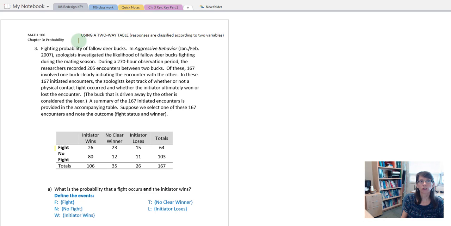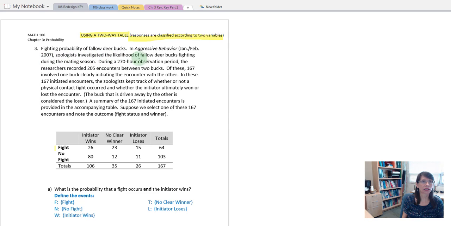In this video, we're going to use the two-way table to help us calculate some probabilities. With the two-way table, responses are classified according to two variables. So we'll read the narrative and then look at what the variables are listed in the table. This scenario is about fighting probability of fallow deer bucks, and it's found in Aggressive Behavior, the January-February 2007 edition.